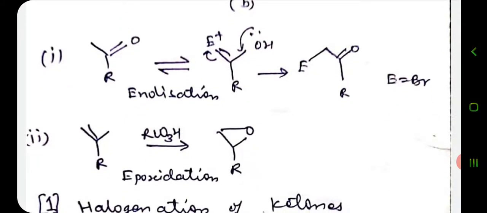This reversal of polarity can be induced by reactions 1 and 2. In reaction 1, enolization, and in reaction 2, epoxidation. For example, halogenation of a ketone provides a reagent for the B compound, which is the enolization, and epoxidation of an alkene provides a reagent for the A compound, which is epoxidation.